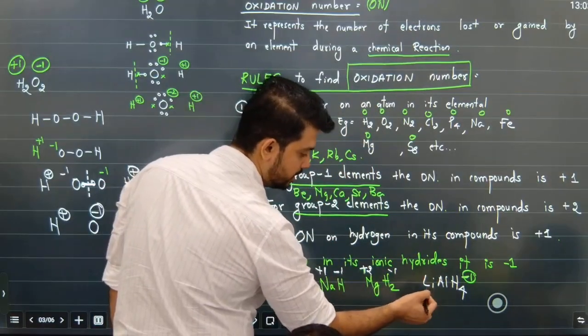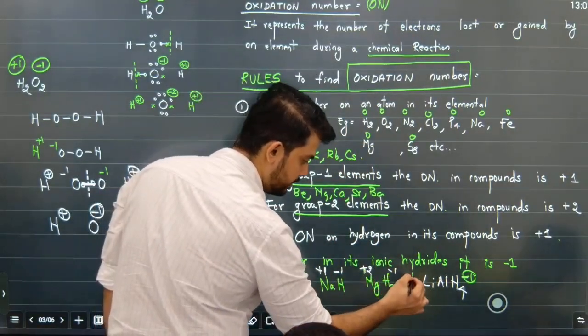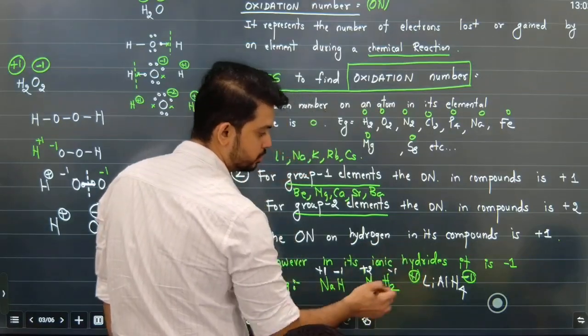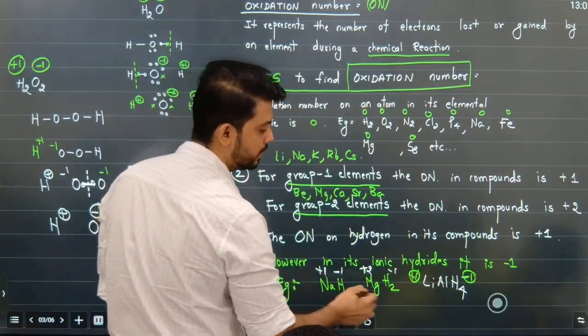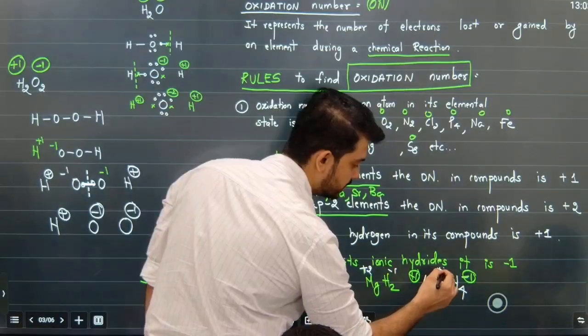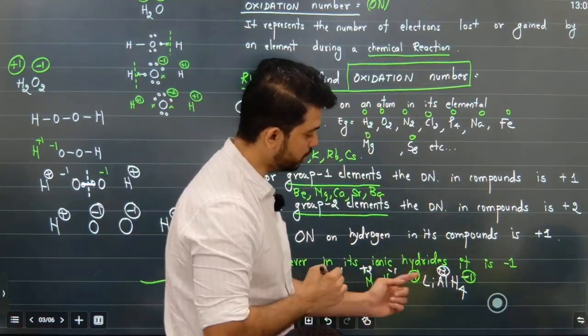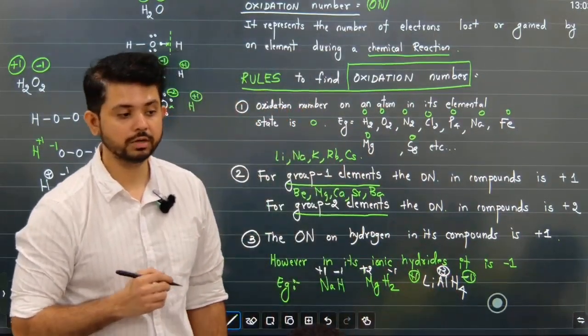What is the charge on lithium? Since it's a group 1 element, +1. So what is the charge on aluminium over here? +3. Because overall it has to be neutral.